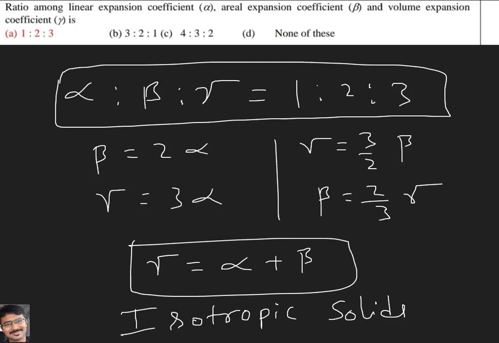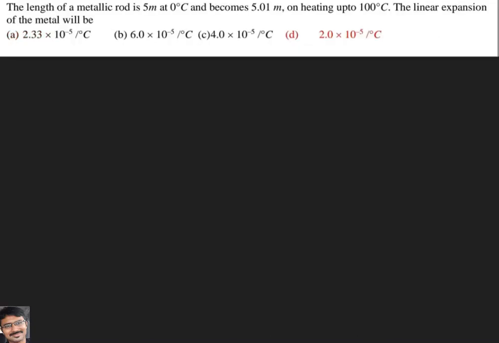Then we will see one more problem now. Observe carefully here. Here they wrote that the length of the metal rod is 5 meters at 0 degree centigrade. So L naught, the length at 0 degree centigrade, is equal to 5 meters. And observe carefully here, it becomes 5.01 meters on heating up to how much temperature? 100 degree centigrade.